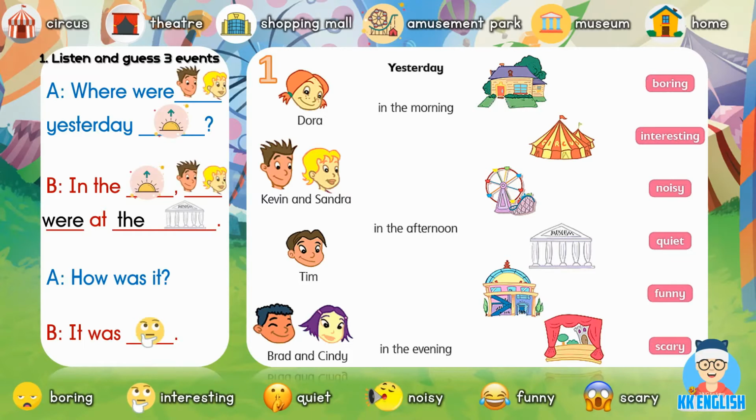Number 1. Where were Kevin and Sandra yesterday morning? In the morning, Kevin and Sandra were at the museum. How was it? It was interesting. Did you get it correct? Let's check your answer.